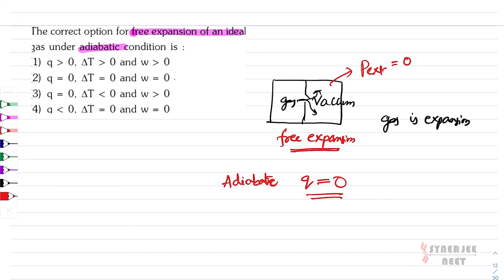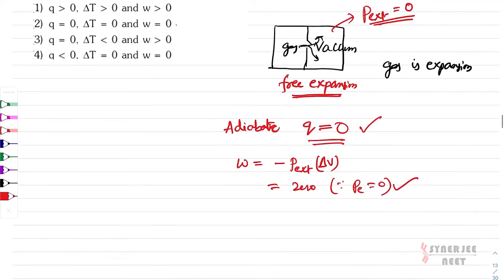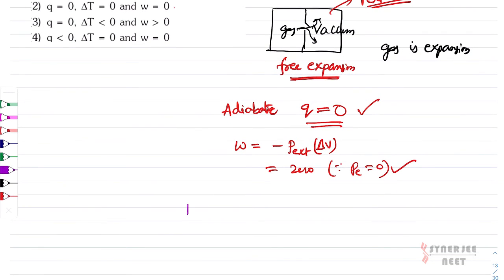Now if Q is equal to 0, and since external pressure is 0, we can say that work done is equal to minus integral of P external into delta V. Since P external is 0, this total value is 0. So Q is already 0 because of adiabatic condition, and work done is also 0 here. And according to the first law of thermodynamics, change in internal energy is equal to heat plus work done, and work done is 0, heat is 0. Therefore, we will get delta U also must be 0.